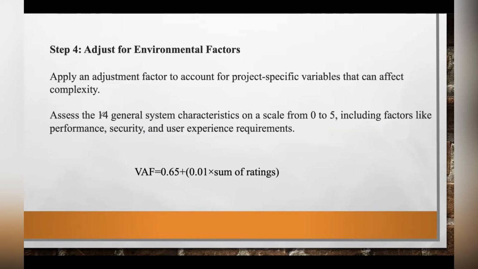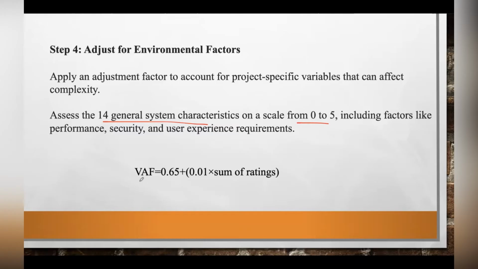which gives you the unadjusted function points. Step 4 is to adjust for environmental factors, where you need to apply an adjustment factor. And we have 14 general system characteristics here, which are assessed on a scale from 0 to 5, where we consider various factors like performance, security, and user experience requirements.